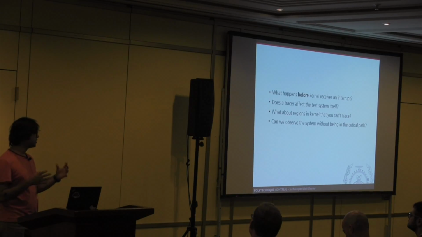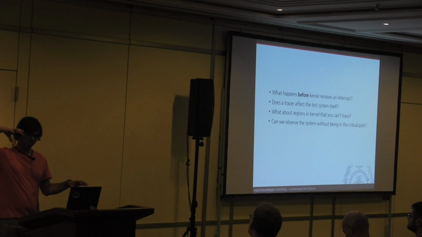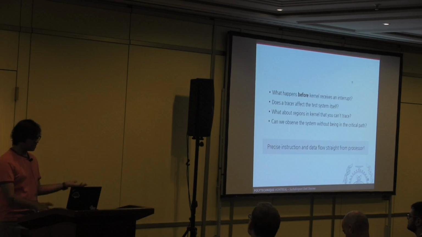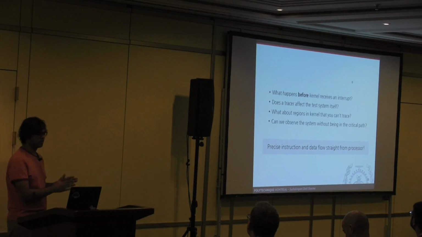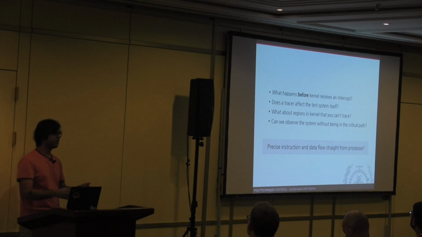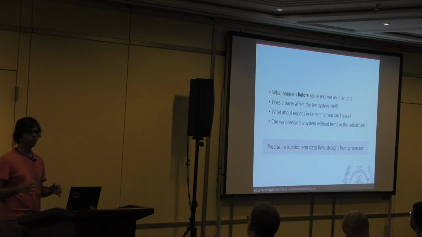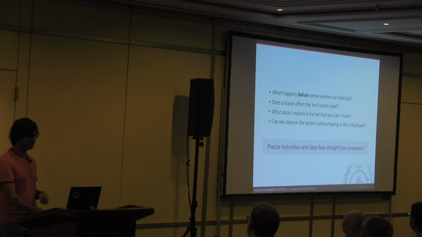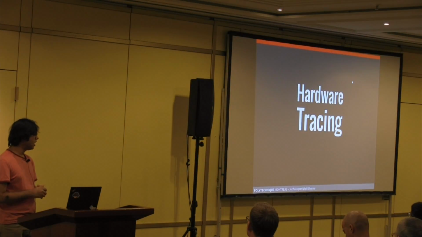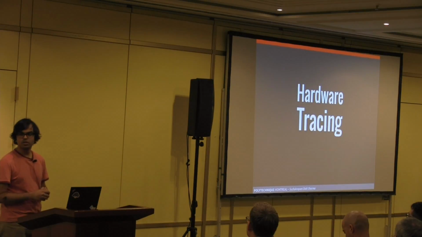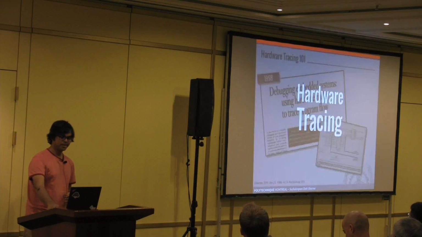And can we observe the system without being in a critical path, like just from above, can we see what's going on? So the answer is that we need a precise instruction and data flow, which is coming directly from the processor. It may be overkill for a lot of cases, but it can be quite useful if you want very dedicated analysis to be done. So we start with hardware tracing. What's hardware tracing? What's going on in this domain these days?